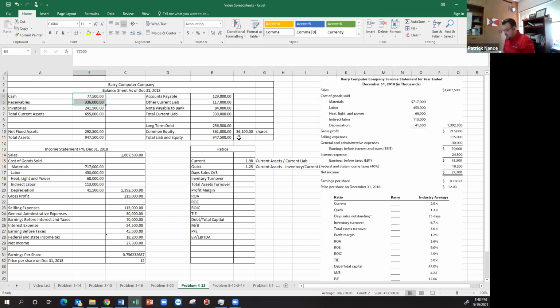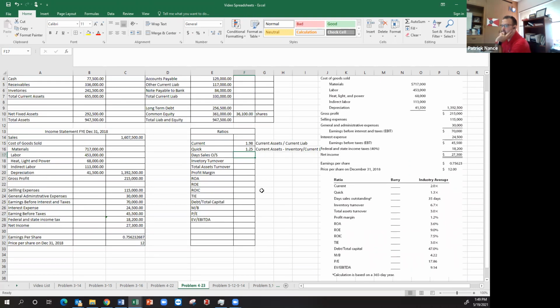All right, days sales outstanding. This tells me how many days, or the best way to say this, how long it's going to take until I'm approximately going to get paid for what I have already sold. So the ratio is accounts receivable divided by sales divided by 365, so for the number of days in a year.